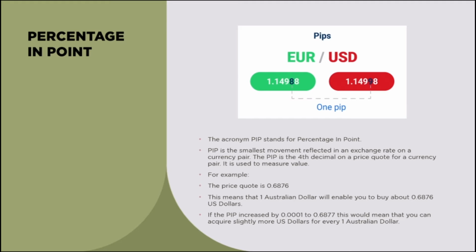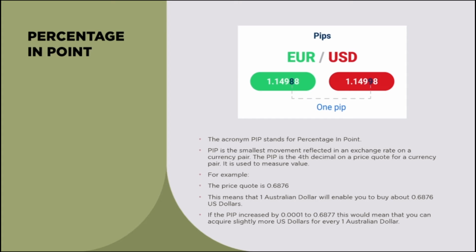So basically 1.14988 and 1.14998 is 1 pip. The only trading pair that has 3 digits after the decimal point is the Japanese yen. That's always 3. So I'm learning, and that may actually confuse me as I'm going forward, but I'm confident that I will learn. And the acronym PIP stands for percentage in point. PIPS is the smallest movement reflected in an exchange rate on a currency pair.